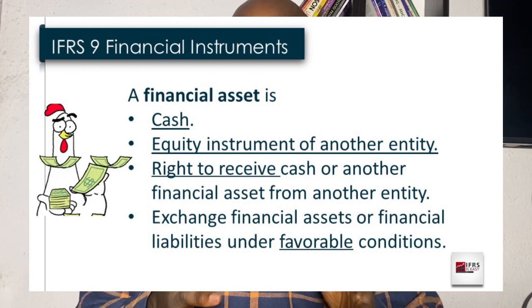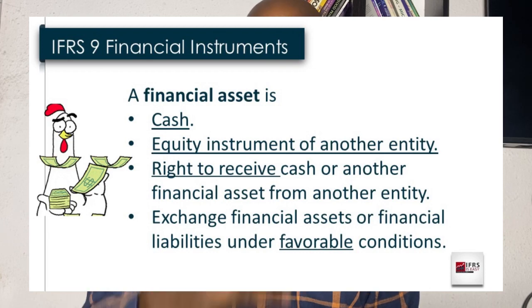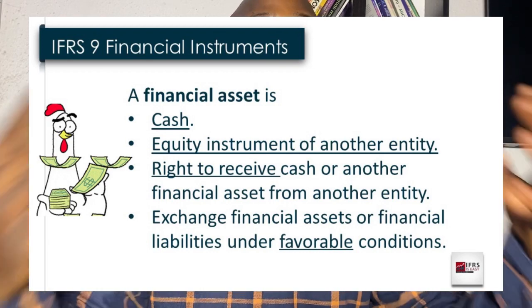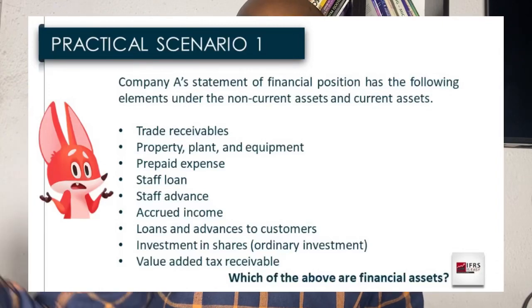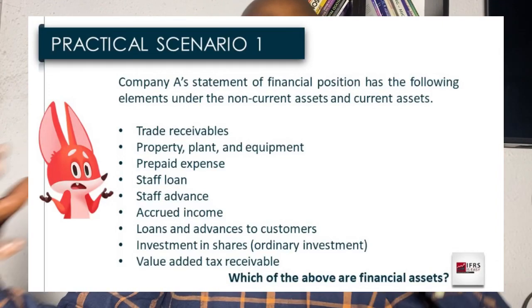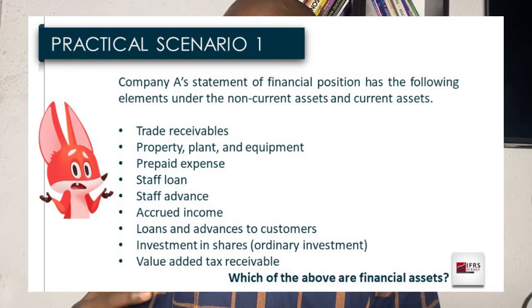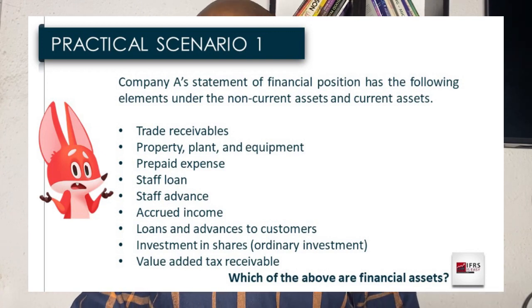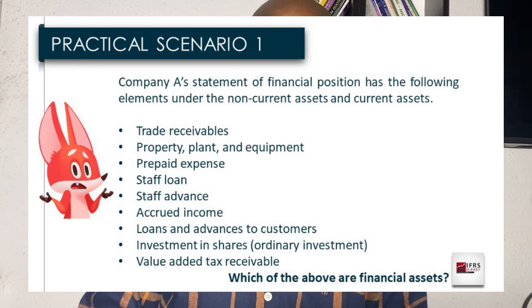Okay. Now, another thing is that when you exchange a financial asset under favorable conditions, then you have a financial asset. And we'll look at this when we discuss derivatives in detail. Okay. Now, let's look at these examples and tell whether what we have is a financial asset or not. Company A's statement of financial position has the following elements under the non-current assets and current assets. Which of the above are financial assets?